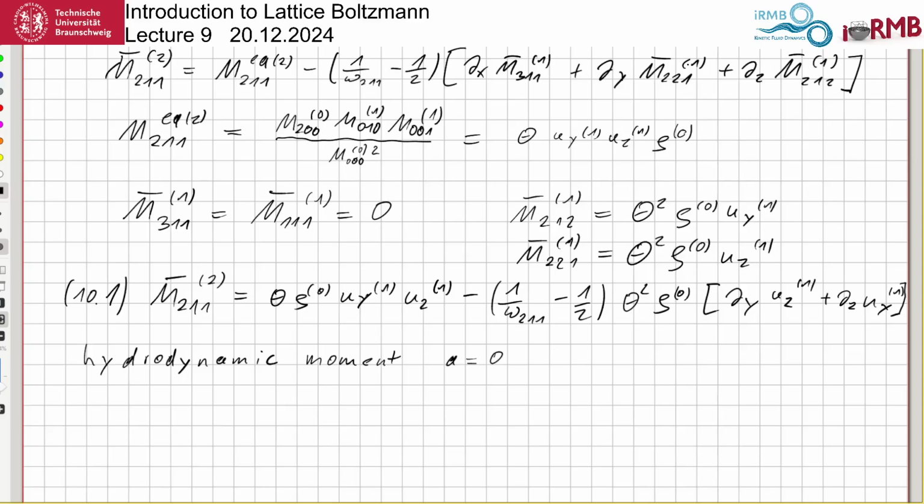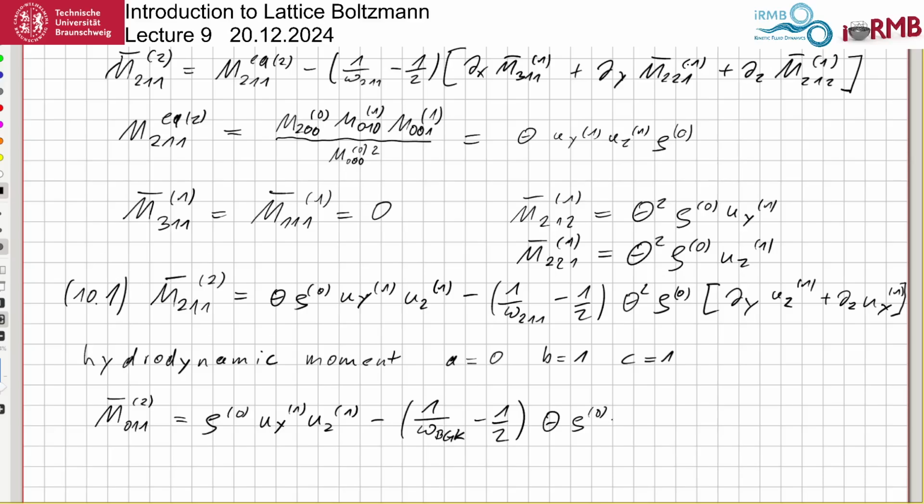Okay, we compare this to the hydrodynamic moment that we get when we set A equal to 0 and B equal to 1 and C equal to 1, because then we get this guy, M011 to the second order is rho. This works the same way as the other one. This is its equilibrium, minus, here we get omega BGK, because it's hydrodynamic. And here we have now theta without square. But the thing is, we have the same derivatives here: dz uy first order.